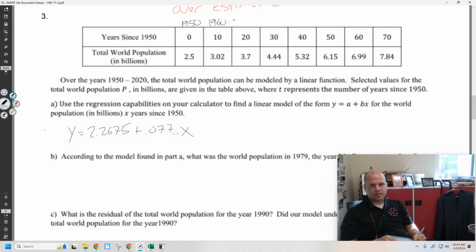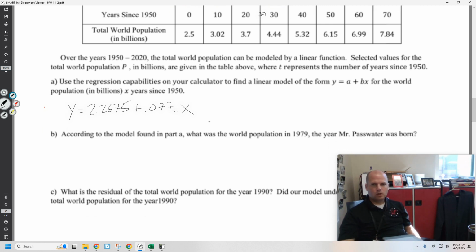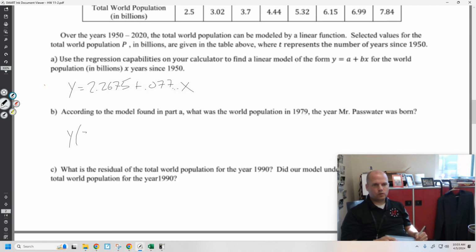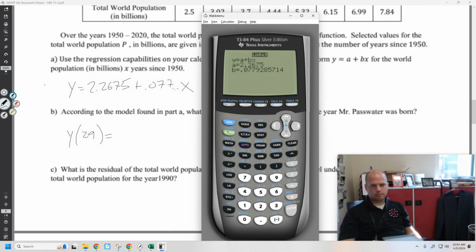All right, so this is 1960. This is 1970. 1980 would be here. 1979 would be 29. Right. So y of 29 equals, I'm not even going to see my data. I don't need to. Alpha y1 of 29, as long as I stored my equation in y1, which I did. Zoom Stat, if you want to see it. It's good to see. Okay.